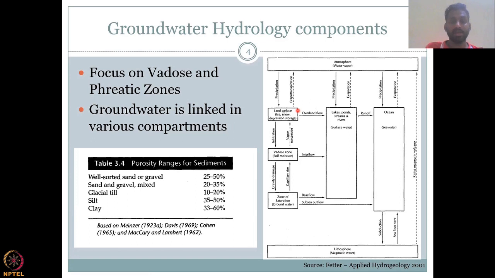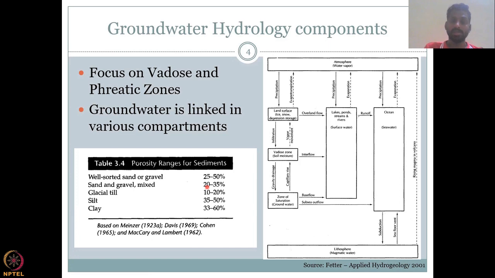Whereas sand and gravel mixed would have 20 to 35%. This is where gravel and sand enter the pore space. So as I said, you have gravel, without jamming or gluing onto each other, there is some space. It is irregular, so there is some space. But if the space has sand and sediment, which is fine, then it dries out the porosity. So there's less porosity in a sand and gravel mixed system.